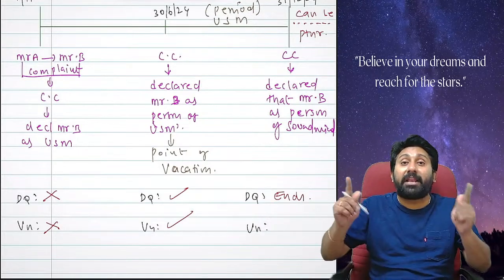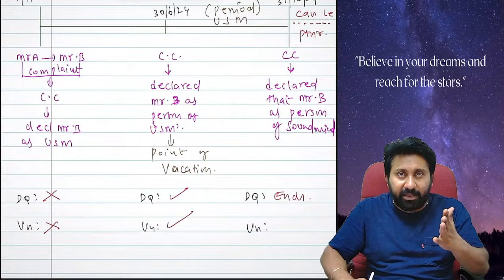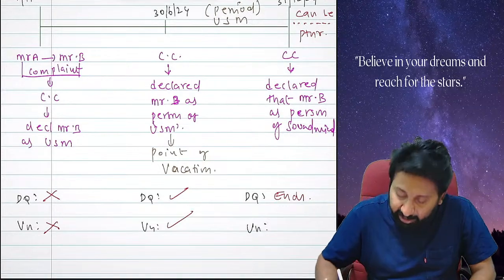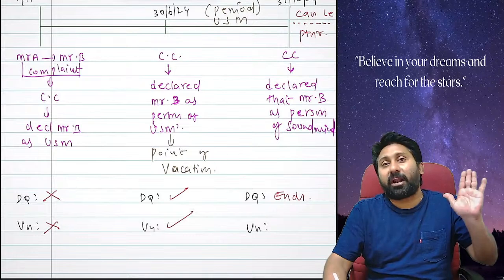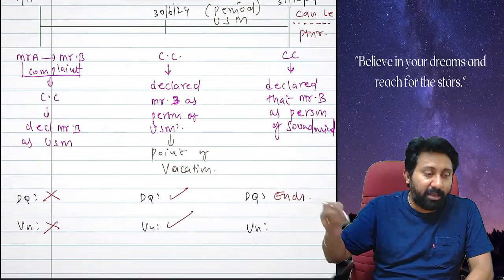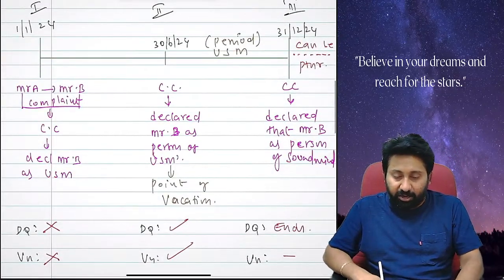Disqualification is for a period. Beginning will be there, therefore ending will be there. Vacation doesn't have beginning and ending. Vacation happens at a point of time. Therefore, vacation doesn't have any beginning and ending. Whether vacation is attracted or not is the question now. Already vacation was attracted, you became a non-partner. The question of vacation does not arise. This is all I wanted to convey.